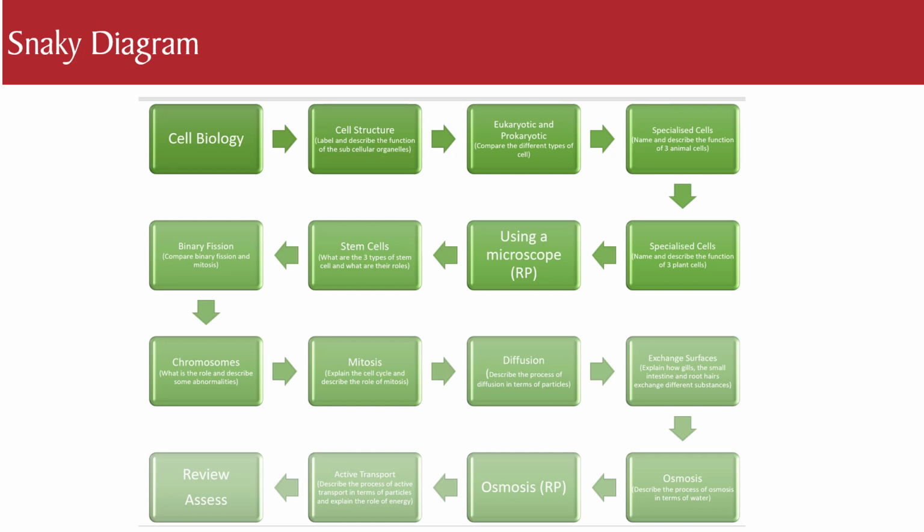Now this is just a bit of an overview of everything that we've got. We've got cell structure, then eukaryotic and prokaryotic, we go to specialized cells, we've got a required practical in here using the microscope, we've got stem cells, then binary fission, chromosomes, mitosis, diffusion, exchange surfaces, osmosis, osmosis required practical, active transport. That is an overview of the whole unit.